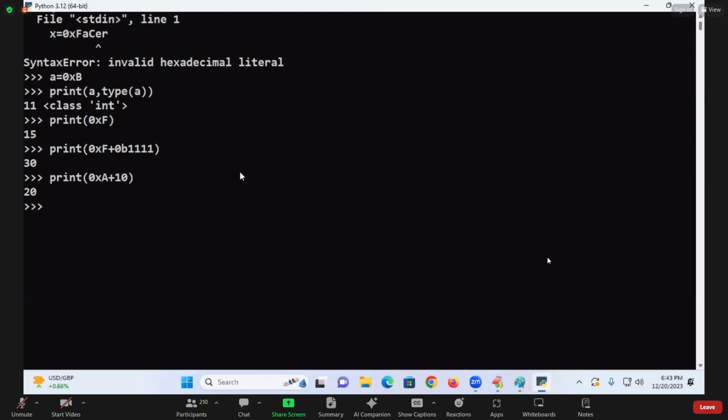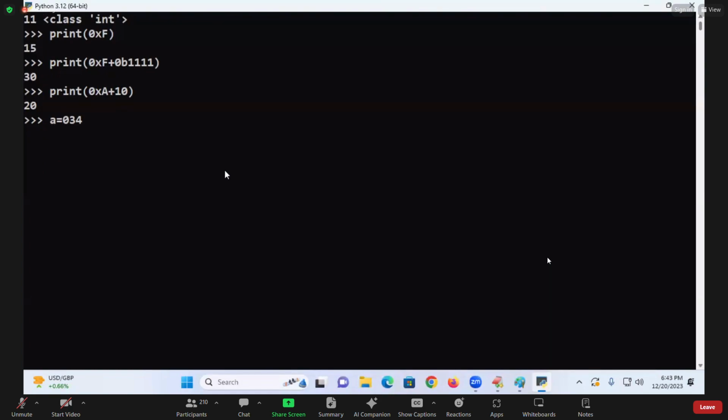Good. Now, a is equal to 034. What is a? What is the type of this a? Come on. So, valid or invalid? Valid. That is the wrong answer. That is the wrong answer.